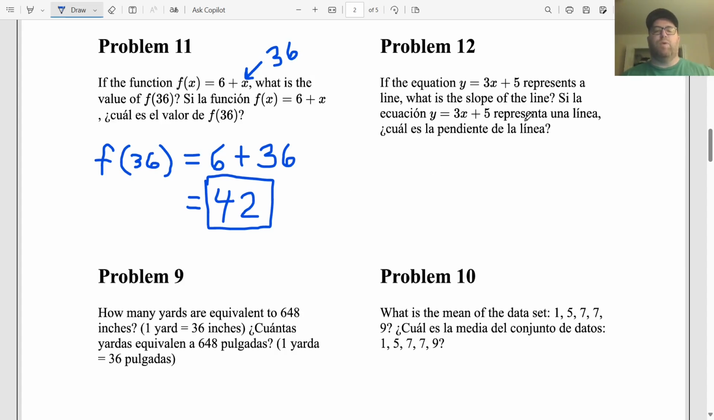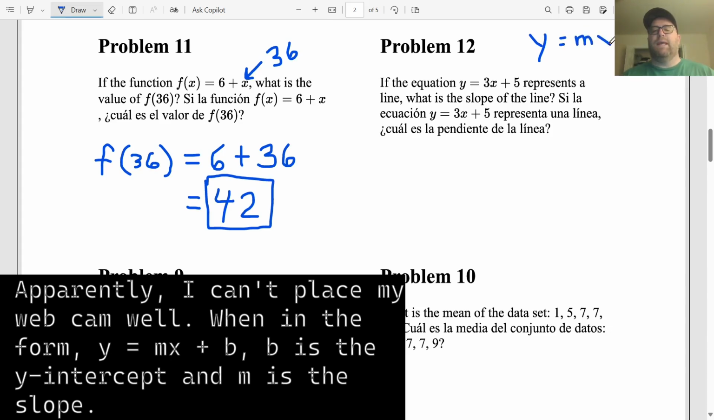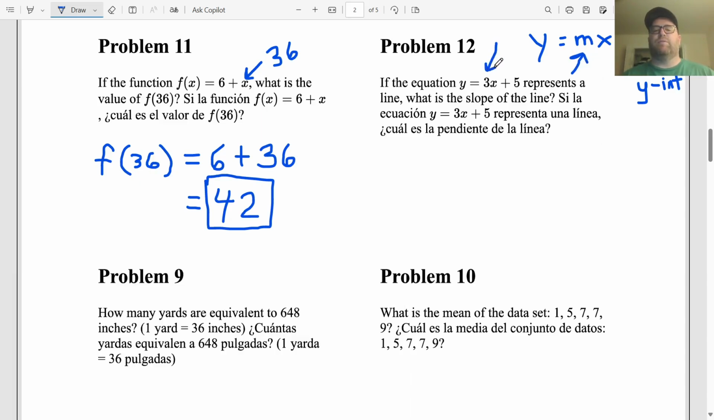Okay, let's look at problem 12. If the equation y equals 3x plus 5 represents a line, what is the slope of the line? Well, this is in the form y equals mx plus b. And when it's in that form, b is your y-intercept, and m is your slope. So our slope is 3. So m, the slope, equals 3.